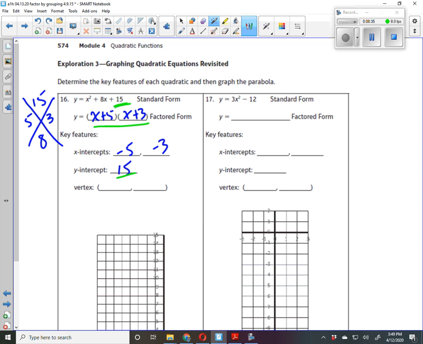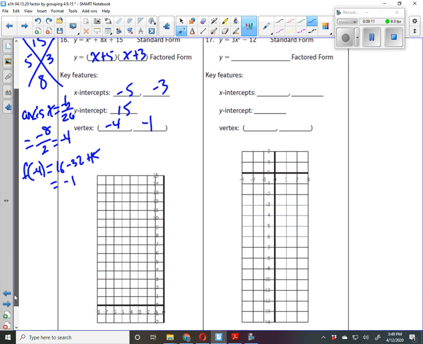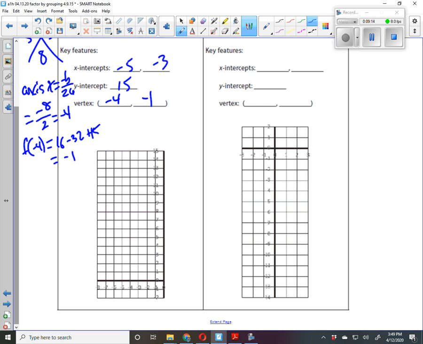The vertex, a couple ways you can do this. We know the axis, x equals negative b over 2a, so that's going to equal negative 8 over 2 or negative 4. And then we plug that in and go f of negative 4 gives us 16 minus 32 plus 15 equals negative 1. So when we plot this, we've got negative 4, negative 1.